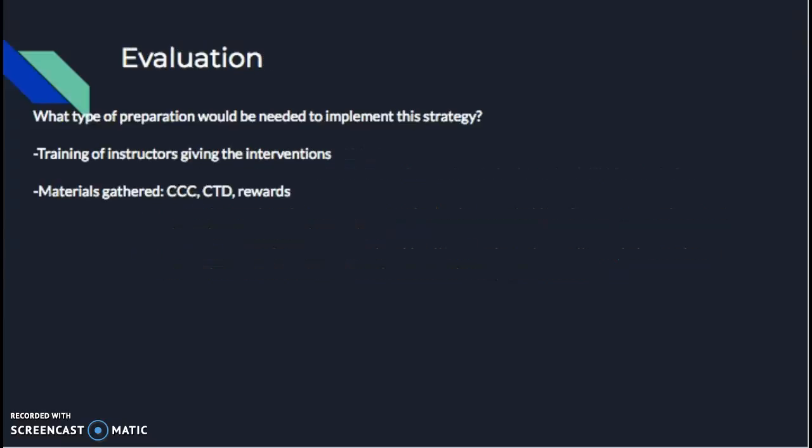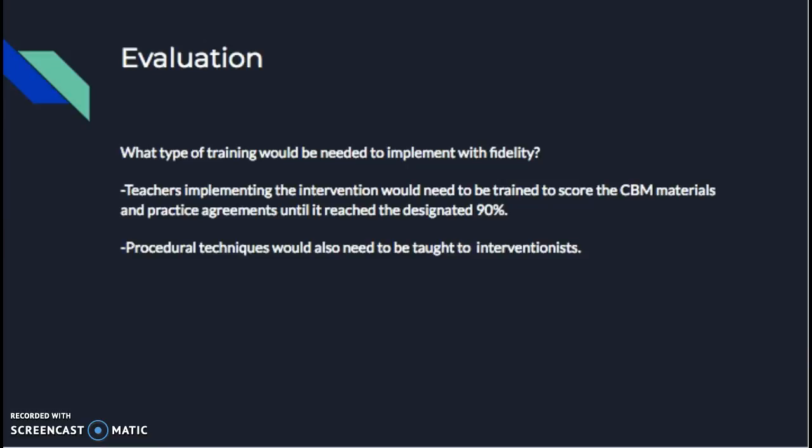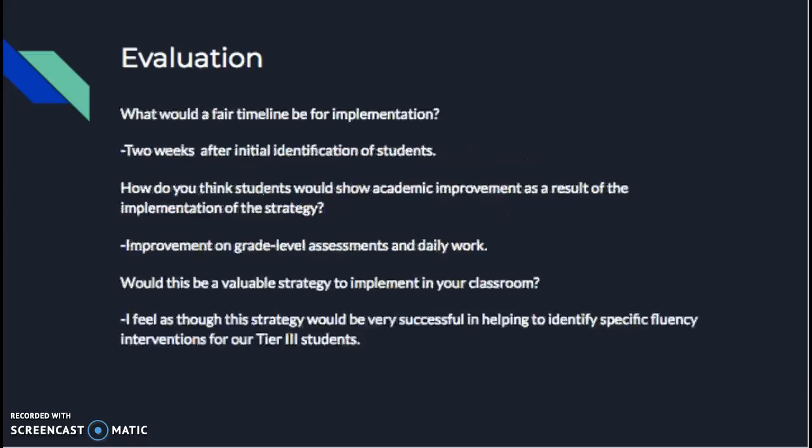The evaluation of this RBI, what type of preparation would be needed to implement this strategy? I think we'd need training of the instructors giving the intervention so they know what cover copy compare is, and constant time delay. Also, we would need materials gathered for these particular events during the intervention, and also some rewards. What type of training would be needed to implement with fidelity? Teachers implementing the intervention would need to be trained to score the CBM materials and practice agreements until it reached the designated 90%. And also procedural techniques would need to be taught to the interventionists.